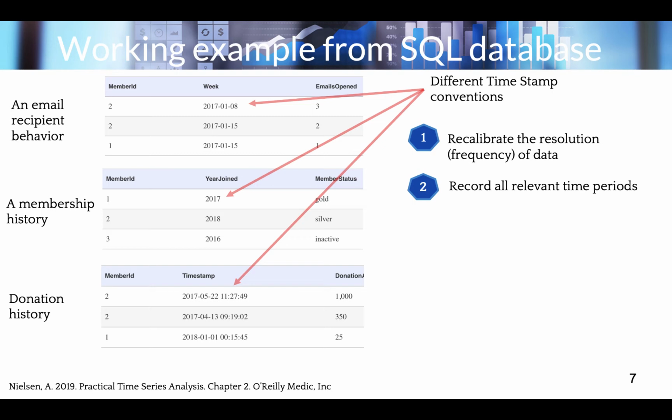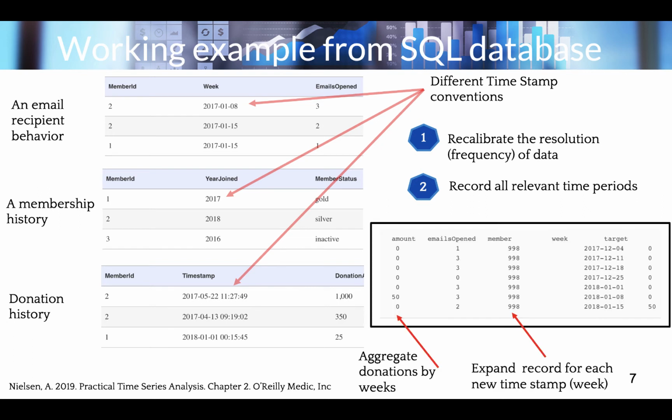And second, we'll record all relevant time periods, even if nothing happened. So we'll add those records, and we'll add also zero counts, because 0 is also informative. This is what it looked like, a time series created from 3 different SQL tables. So we aggregate donation by weeks, and we expand record for each new timestamp, also by weeks.